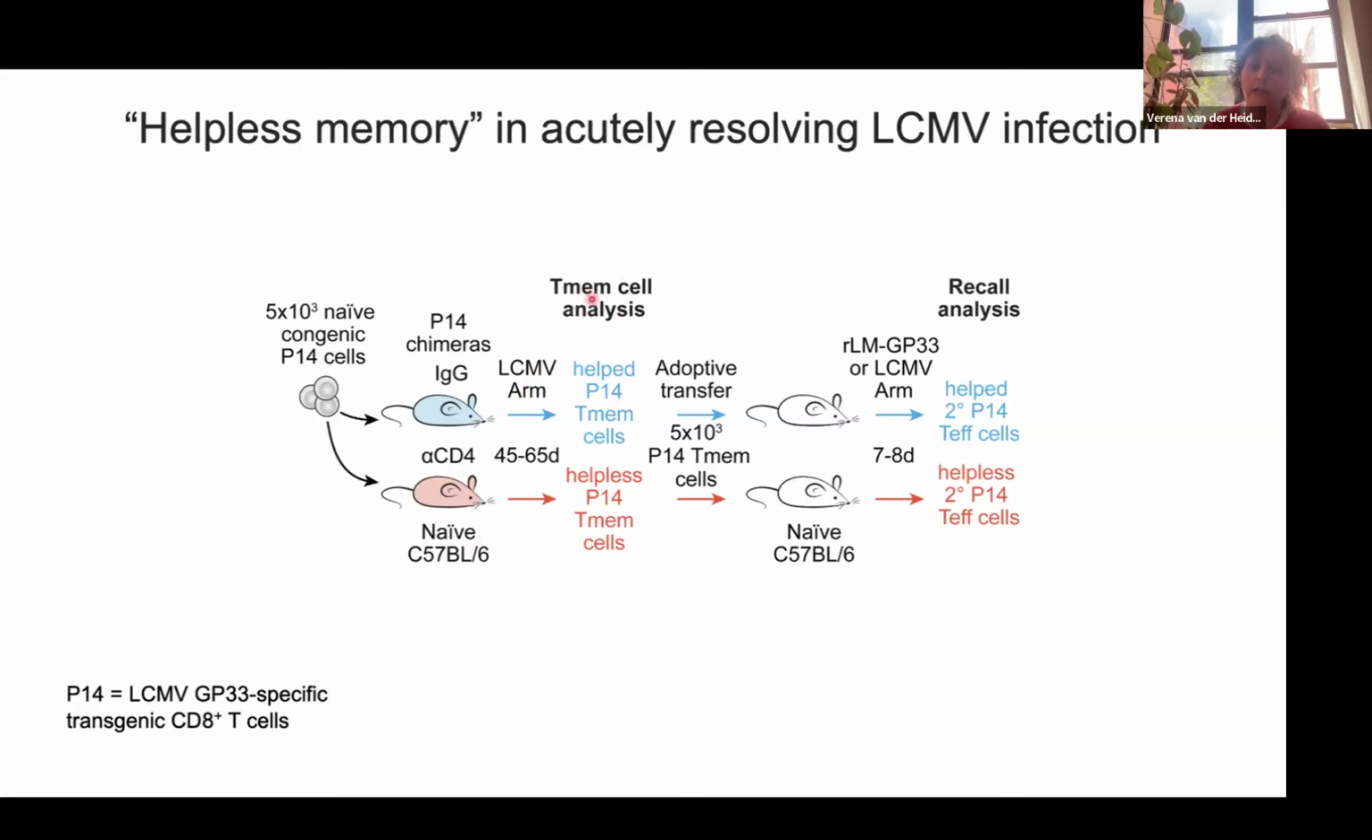We can then look at the phenotype and the function of these cells, and we can also conduct adoptive transfer experiments. What I mean by that is that we take out these P14 cells. We can recognize them by congenic markers, so they are different from the host T cells. Then we transfer them back into naive mice and can challenge these naive mice with different pathogens that can be recognized by the P14 cells to study the recall response of these cells. So basically what we call secondary effector T cells.